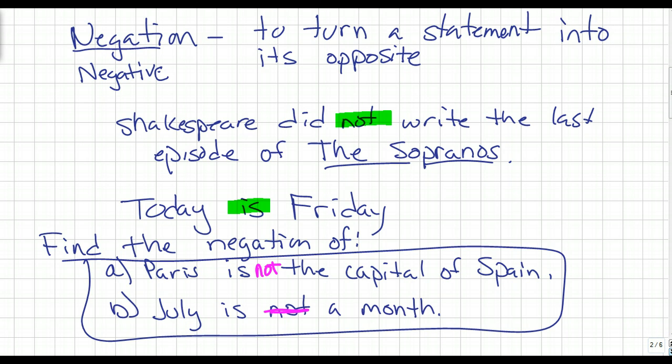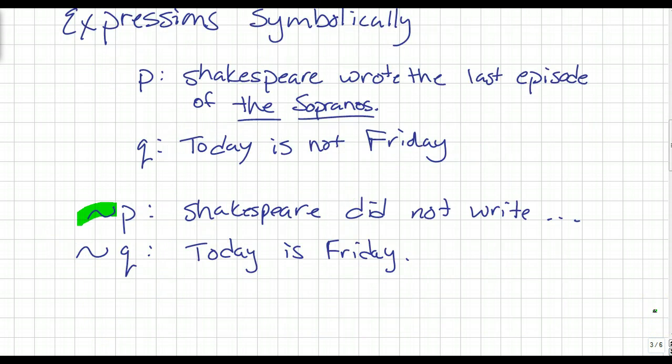Good question. Okay, so the next thing I wanted to talk about a little bit is expressing these symbolically. In math, we don't want to have to write down the sentences over and over again. So all they did was say, for the first statement, Shakespeare wrote the last episode of The Sopranos, they call that P. Just the letter P. And today is not Friday, they call that Q. All right?